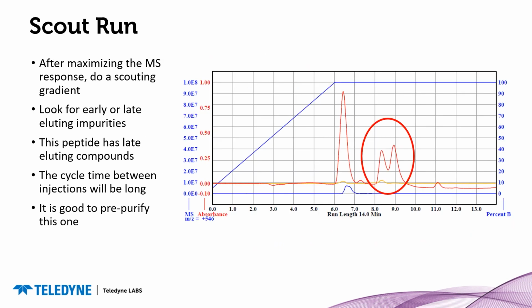The scouting gradient gives a quick look at the compound purity. This peptide has several impurities that elute later, which will cause long cycle times. This peptide should be pre-purified with a gradient on a flash system or an HPLC. Because the impurities are generally far from the peptide, the column can be heavily loaded to reduce the number of runs needed to remove those impurities.